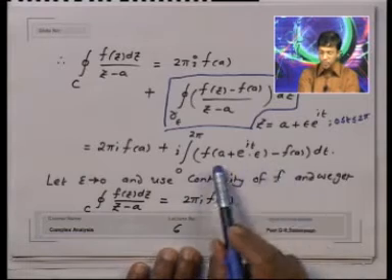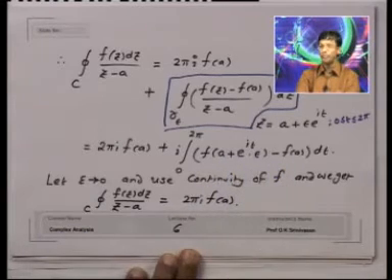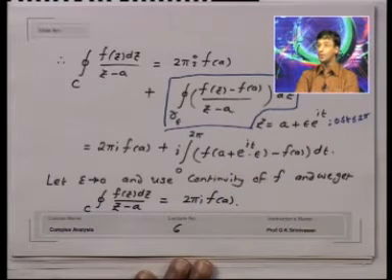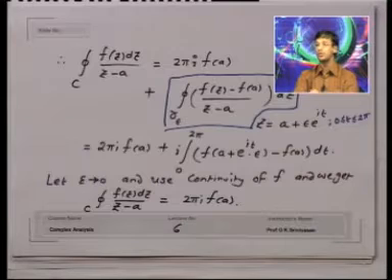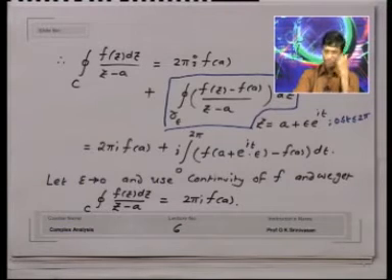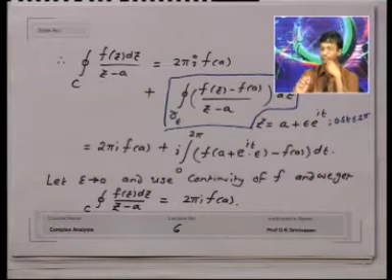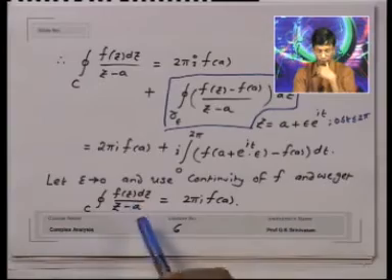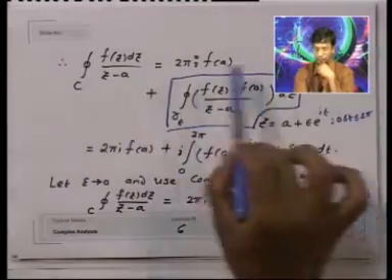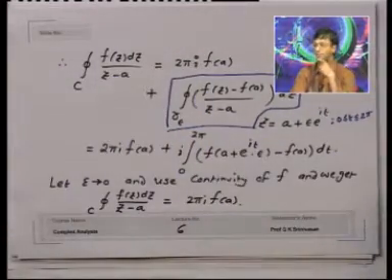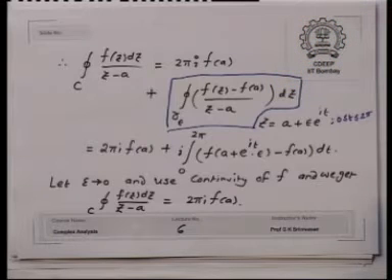Now, what happens to this as epsilon goes to 0? The function f is differentiable and so it is continuous. So, what happens to the integrand as epsilon goes to 0? It goes to 0. So, that is the reason. Ultimately you are left with integral f(z) dz upon z minus a, which will be 2 pi i times f of a. Is it clear?